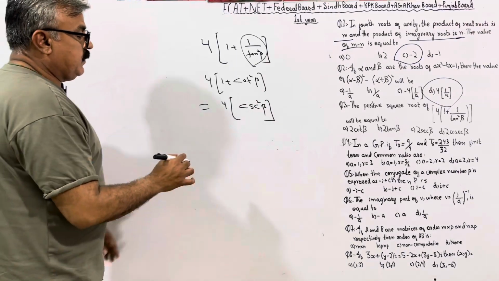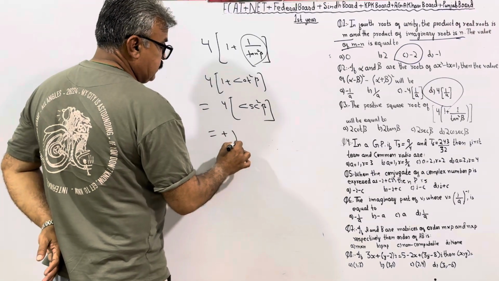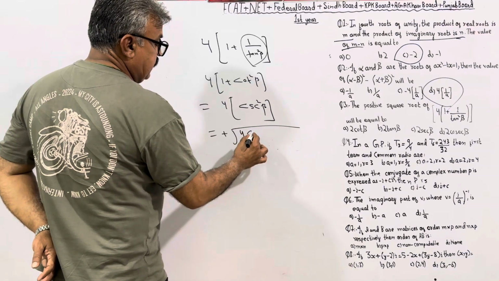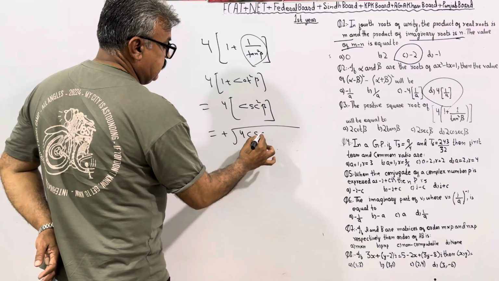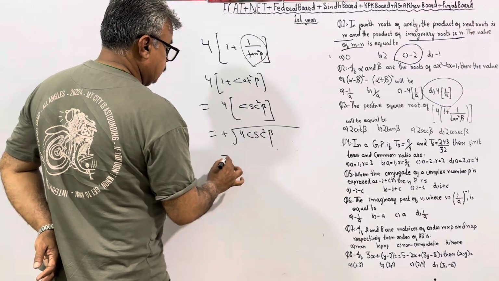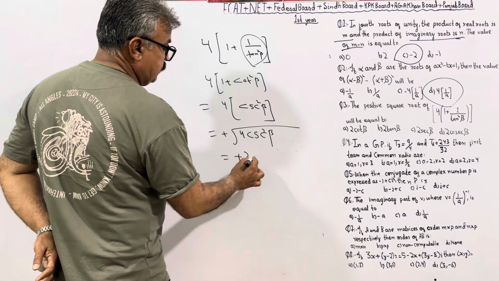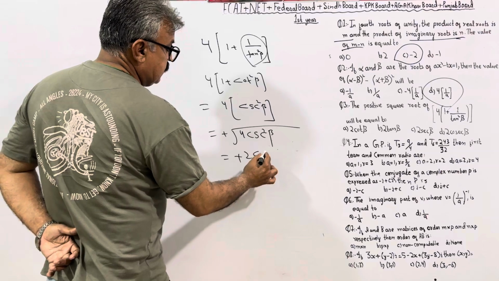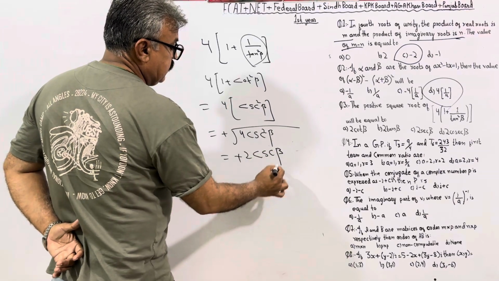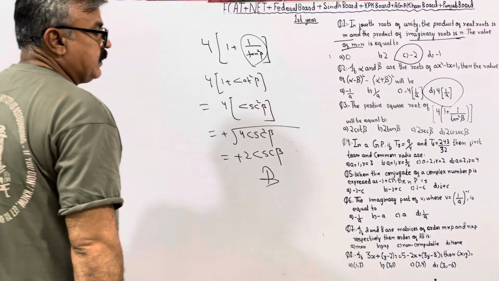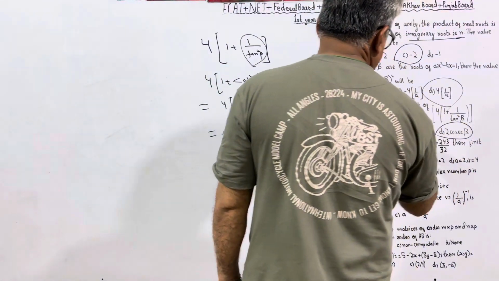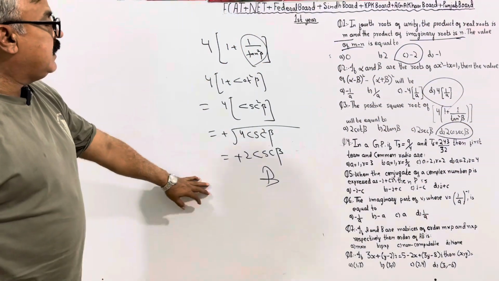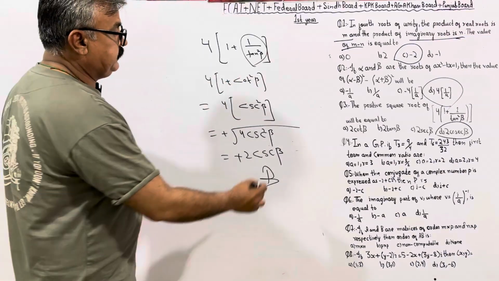We are asked to find its positive square root. Positive square root of 4 times cosec square beta. So we have plus square root of 4, which is 2, and the square root of cosec square is cosec beta. That's our required answer: 2 times cosec beta.